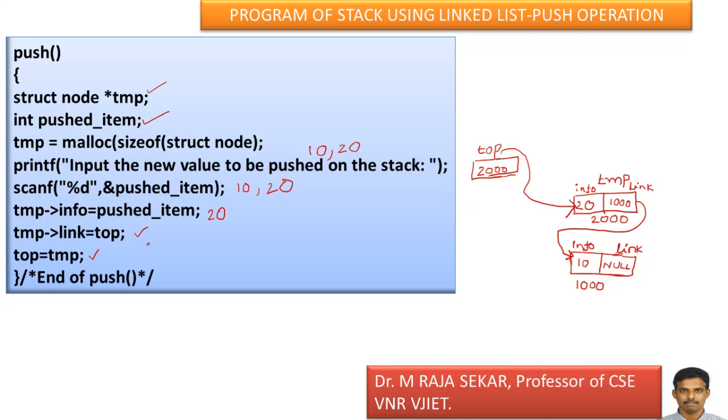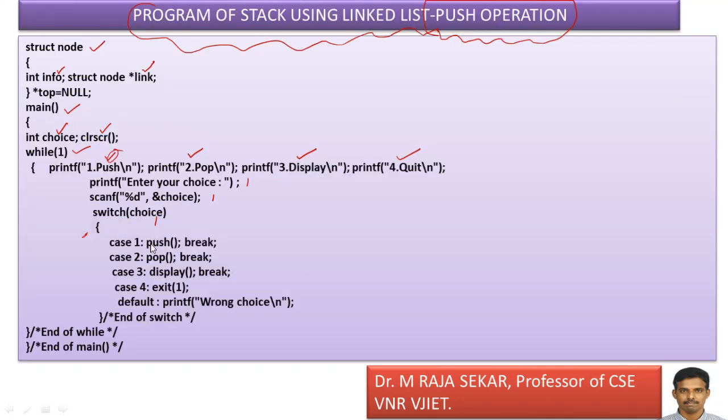After executing this particular code, I will go back to the first slide where we were in case 1, isn't it? In case 1, push already executed. Break means we will come out of the switch. Again, where can I go? Beginning of the while loop. All the options will display. Let me say I entered again number 1. Choice is 1, switch 1, case 1. Case 1 means again push.